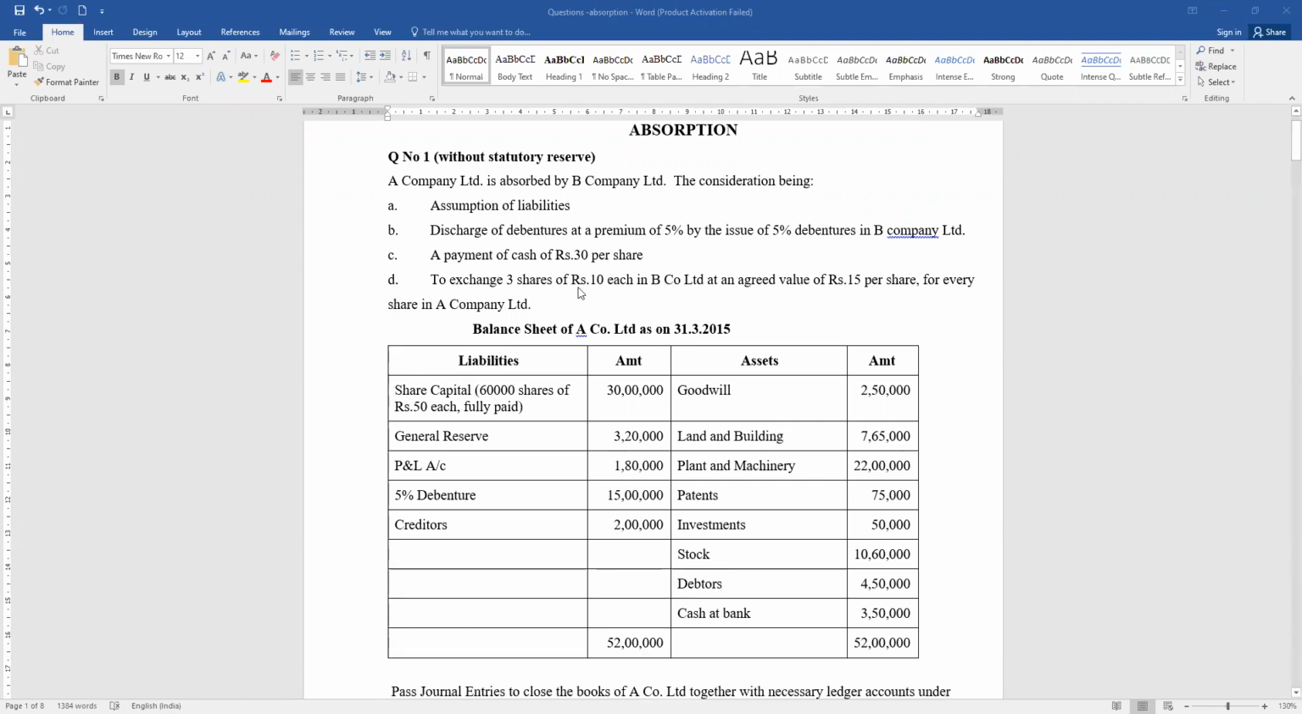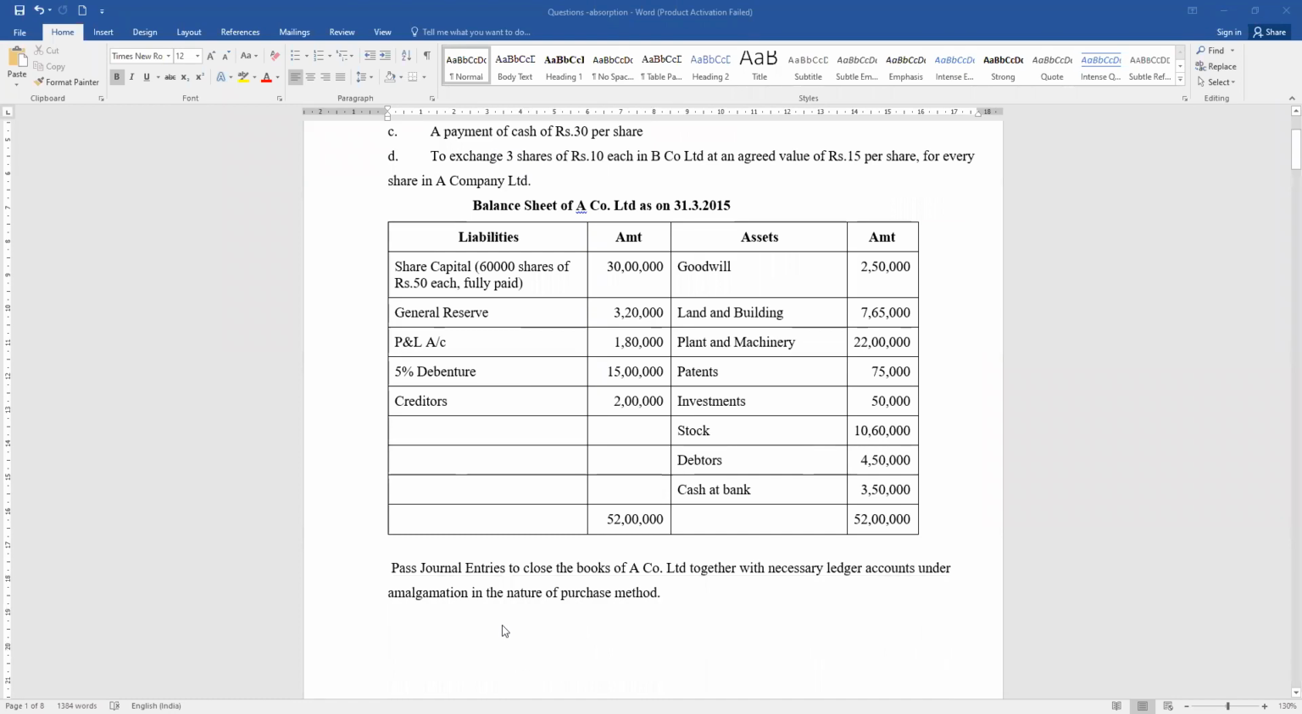Net payment method means they will be giving you how many number of shares and what is the value of share. Everything is given. Then it is called net payment method. So in this problem, it is clearly given exchange of, that means for every share in A Limited, there will be 3 shares given, and that too the value is 15 rupees per share. So shall we start with the purchase consideration?